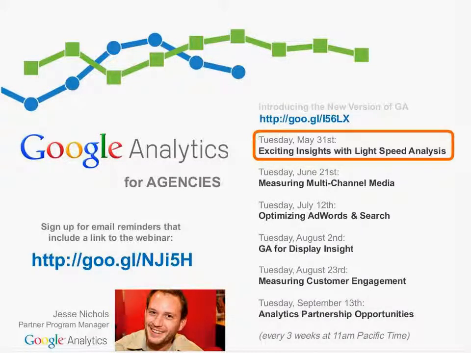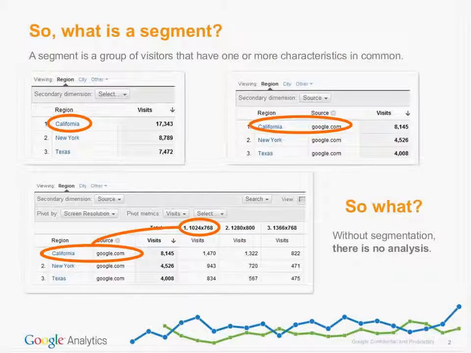Let's begin by reviewing just what a segment is. A segment is a group of visitors within your data that have one or more characteristics in common. So you can see in the example in the upper left, the characteristic is region, and the one that we are identifying as an individual segment is California. Each of those regions or states is a segment, but if you move to the upper right side, it could also be a combination of characteristics.